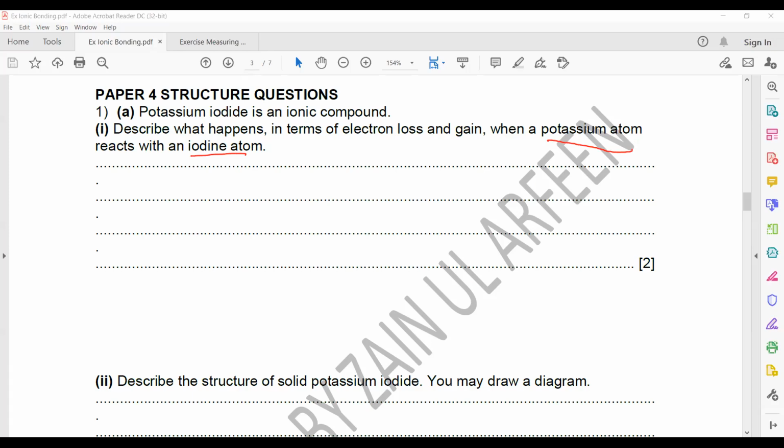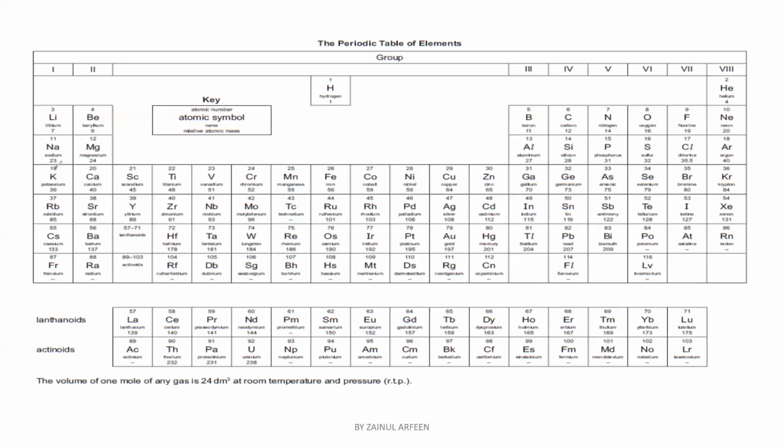So we have potassium, which belongs to group 1. So it means it will have one electron in the outermost shell. This is the last shell I am drawing, not the complete structure of potassium. This is only the last shell of potassium, which has one electron in the outermost shell. And iodine belongs to group 7. So how many electrons will there be in iodine? It will have 7 electrons in the outermost shell. Again, this is a valence shell or outer shell, but not the complete atom.